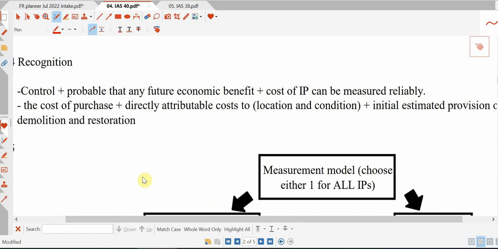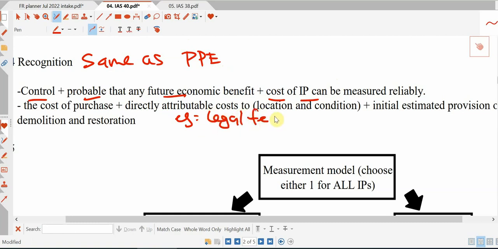Okay, recognition. When can I bring this investment property to my account? It's actually same as PPE. So you attended the last week class, then you know that in order to recognize the PPE, we need to control the asset, probable future economic benefit, and the cost of the asset can be matched reliably. And the cost is the same thing, cost of purchase, plus direct cost, for example, the legal fee. I don't think of installation or delivery fee for investment property, PPE we can have, but investment property definitely you have legal fee. And sometimes you've got government taxes to pay also.